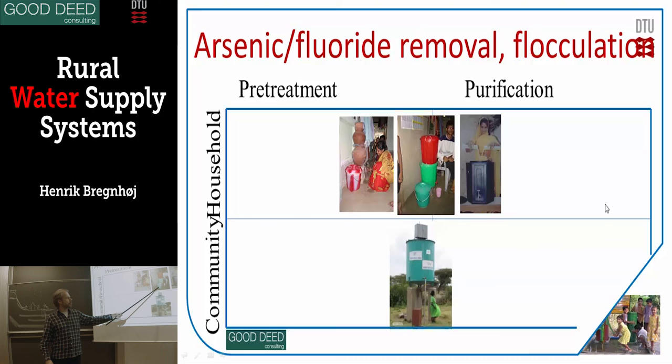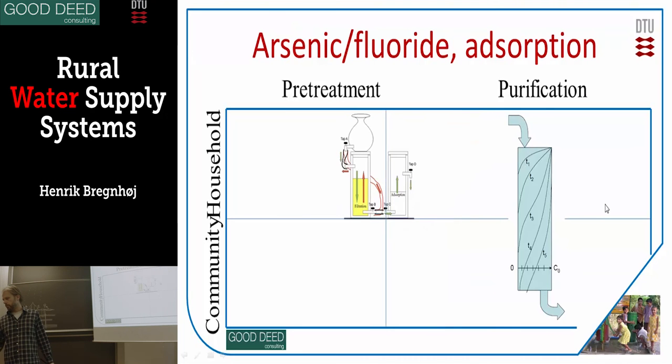this is the one we made, some students made it in West Bengal here for arsenic. They mix it in this container and then they filter it either through some sand in a plastic bag bucket or sand in a clay pot here. This is a fluoride method where they are pouring it in, stirring it, and then sedimenting, and you get the clean water. And this is a big plant here.